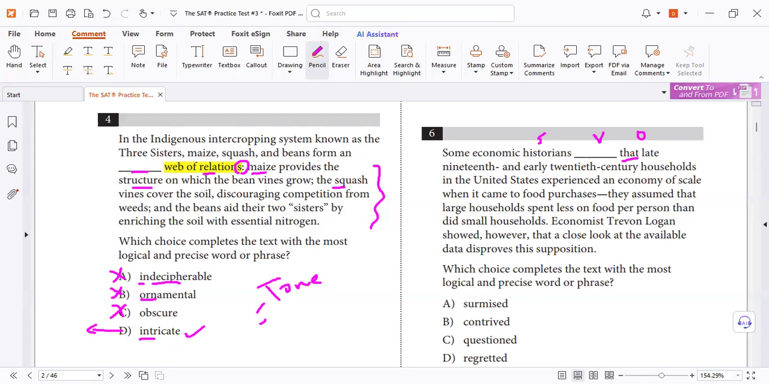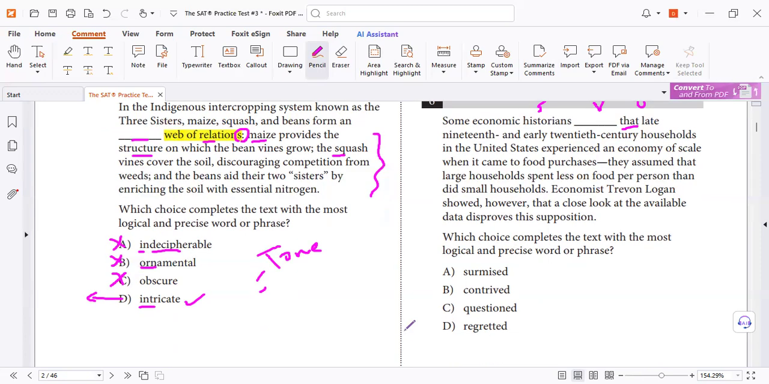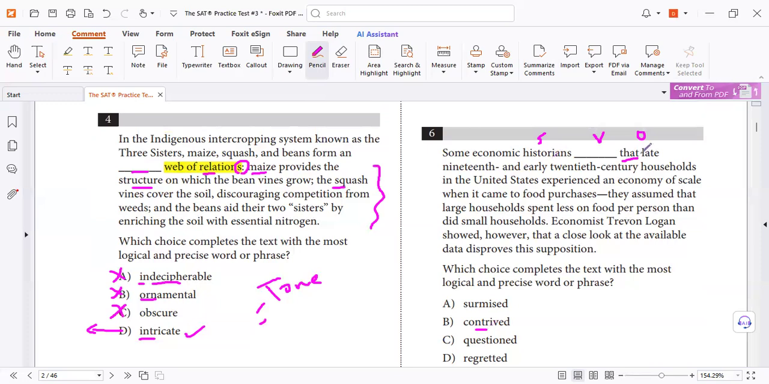Letter B. Letter B, no. Remember something. Contrive is to create something, to do something, but through trickery, through tricks, deceiving people. The historians did this action through trickery. They were lying, tricky people. No, wrong.